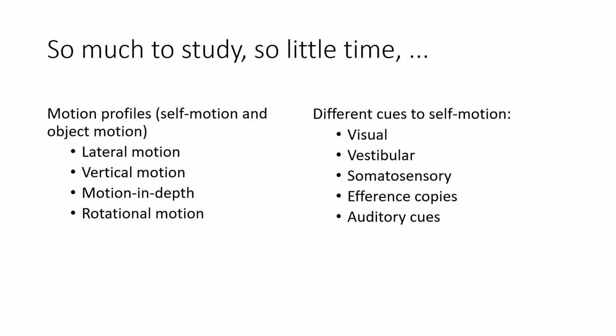There are a ton of different combinations of motion profiles and self-motion cues we could study here, and surprisingly few have actually been studied. There is some work on motion in depth and some work on rotational motion, so we decided to look at lateral motion in this project to fill in some of the gaps. In terms of self-motion cues, we decided to get started with visual motion alone, but we might look at a combination of cues in the future once we can finally go back to the lab.